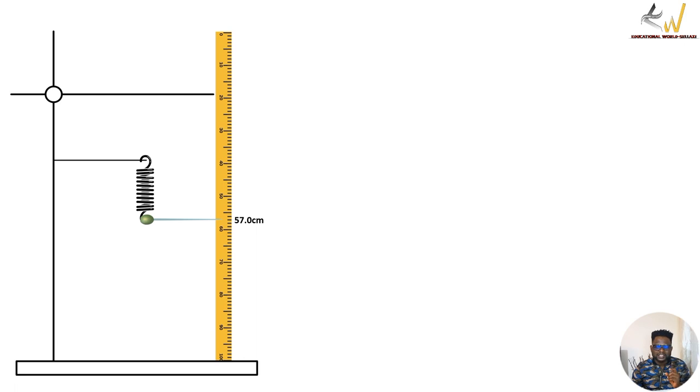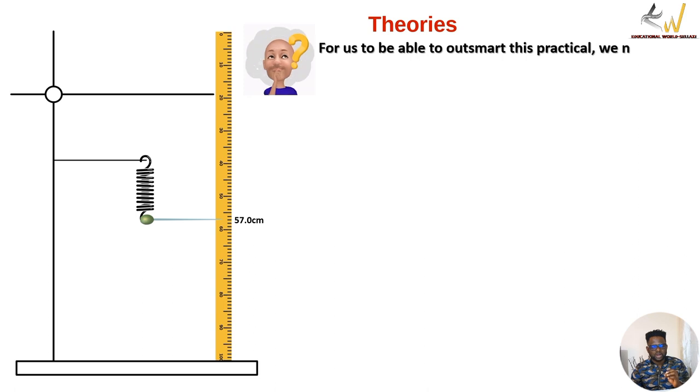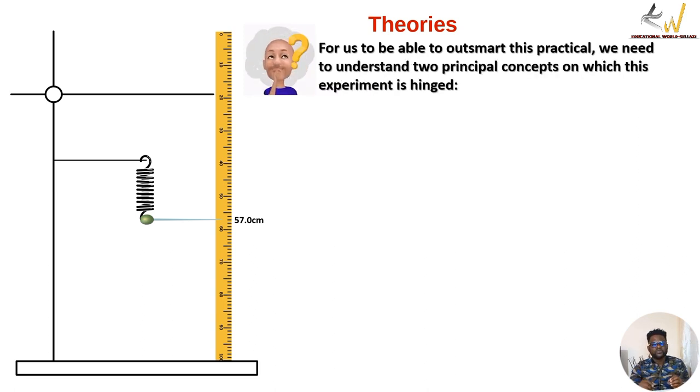Now, for us to be able to outsmart this practical, we need to understand the theories behind this experiment. There are certain principles that this experiment is hinged on, and that is what we are going to look at now. These two principles are Hooke's law and the frequency of vibration of a spring with a loaded mass.